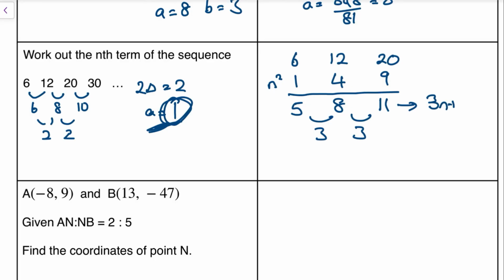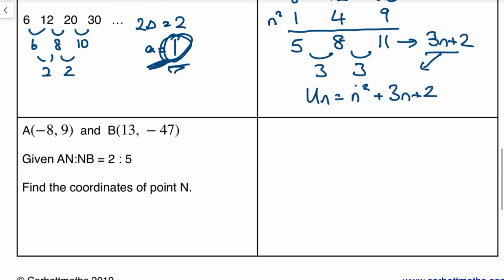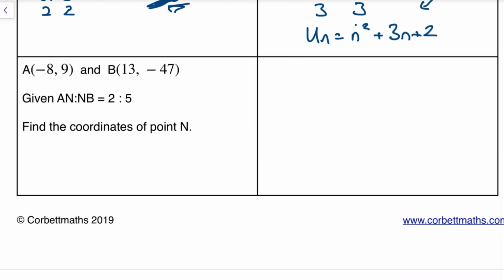And the difference here is 3, and the difference here is 3, because the nth term here is 3n plus 2, which means, what do I need to do? I need to work out the nth term of the sequence. Well, the nth term of the sequence is the 1 from here, so n squared plus 3n plus 2. In other words, I'm going to add the linear bit to the quadratic bit I first worked out. Next and final question today. It's been quite good today, hasn't it?